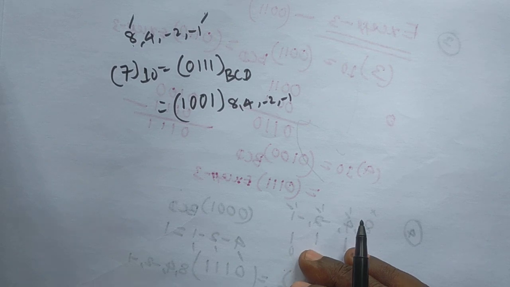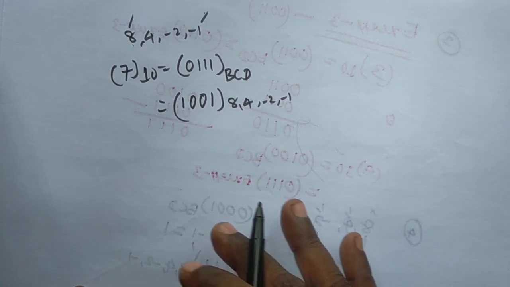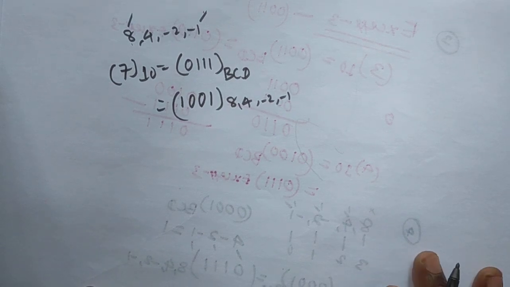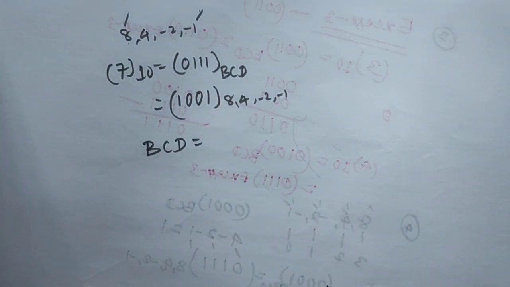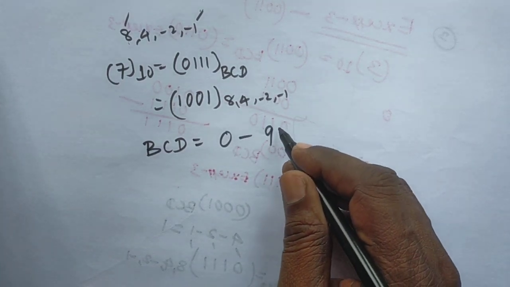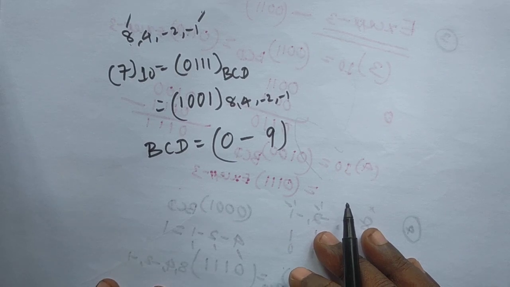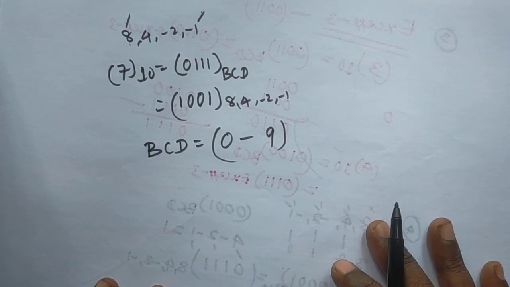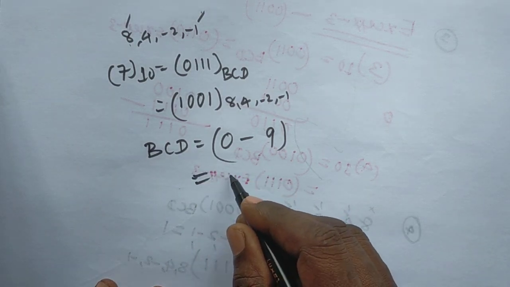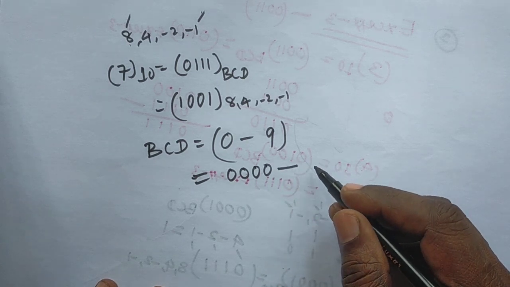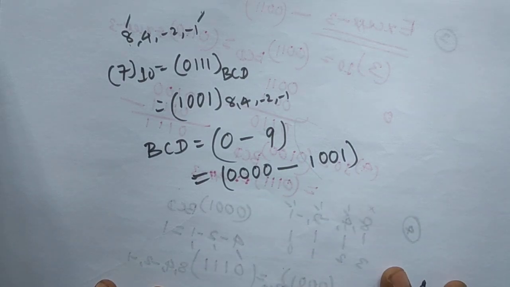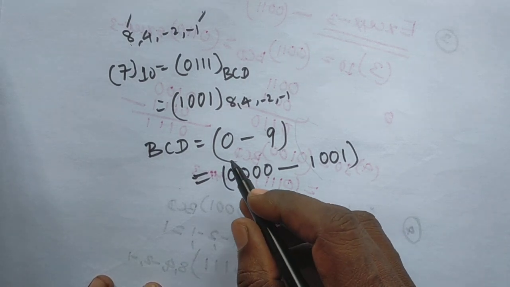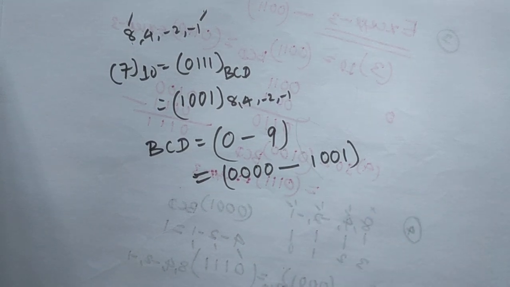I think all of you understand this part. Normally, for BCD, any decimal digit is represented by a binary number, and we consider only 0 to 9. The binary form of BCD covers 0 to 9: 0 is 0000, and 9 is 1001. We don't consider other values. Since binary coded decimal is defined from 0 to 9, the other codes are also defined through 0 to 9.